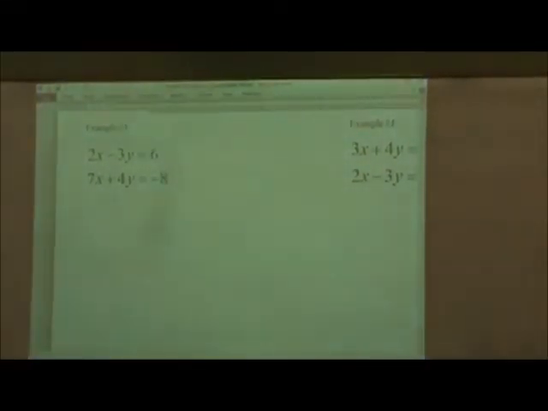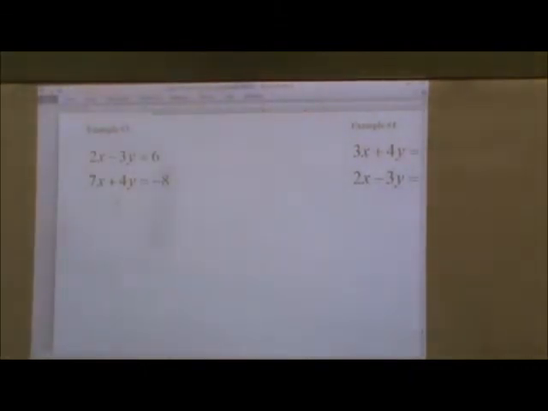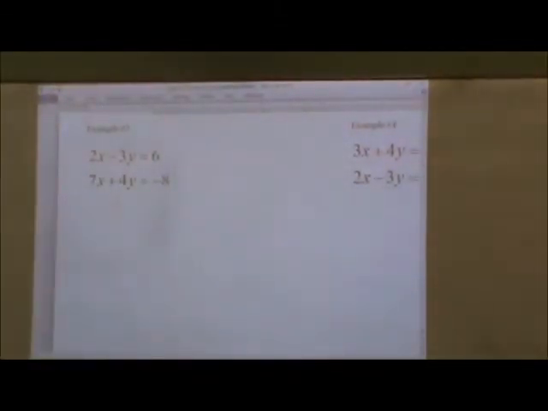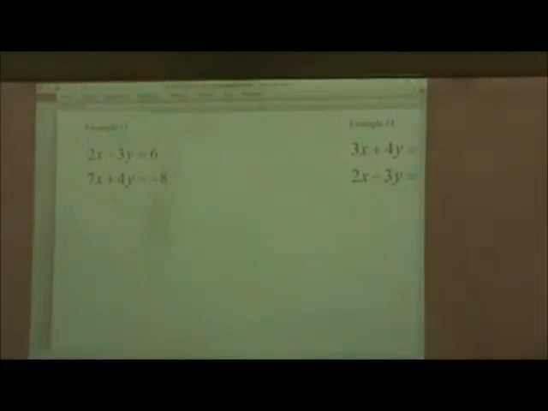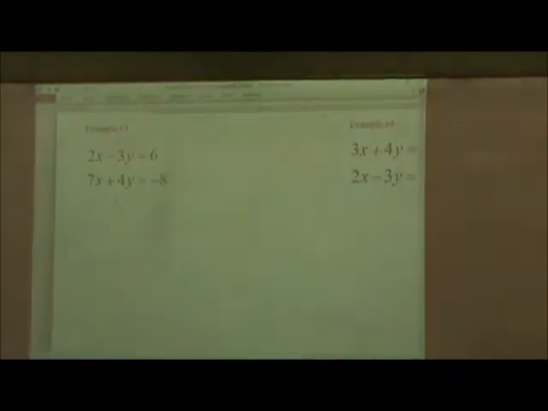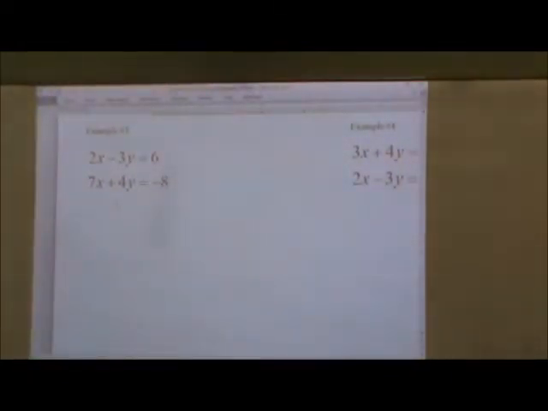All right, let's take a look at example 3. We start off by saying, what can we eliminate? Well, we've got 2x minus 3y equals 6, and we've got 7x plus 4y equals negative 8. From that problem, right now, we know we're unable to just do plain old elimination, so we're going to have to multiply. So now we investigate some more. We say, well, is there a number that we can multiply by 2 and get 7? No. Is there a number we can multiply a negative 3 by and get 4? No.